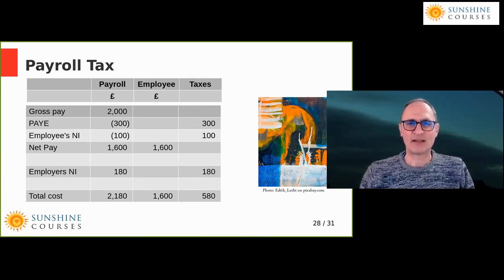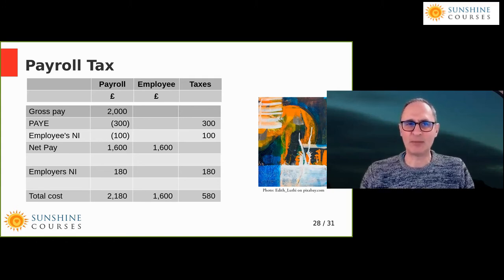And if you had a traditional tax system, you would pay the £2,000 to your employee. At the end of the tax year, the government would say, you've received £2,000, you owe us £300 of income tax, another £100 of employee's national insurance, you need to pay us £400. That's how a traditional system would work. But the way most payroll systems work is the government says to the employer, we don't want to do this, we don't really trust the employee.